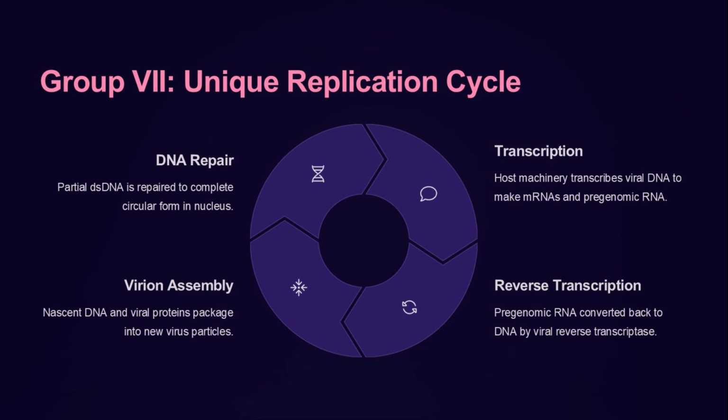virion assembly. DNA repair involves the partial double-stranded DNA being repaired to a complete circular form in the nucleus. Transcription uses the host cell's machinery to transcribe the viral DNA into mRNAs and pregenomic RNA. Reverse transcription then converts the pregenomic RNA back into DNA using the viral reverse transcriptase enzyme. Finally, the nascent DNA and viral proteins are packaged into new virus particles during virion assembly. This cyclical process allows Group 7 viruses to replicate effectively within their host cells.